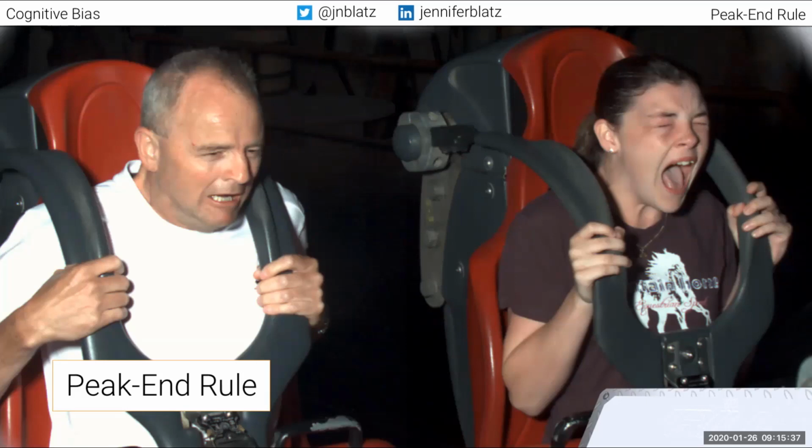Well, this is known as the peak end rule. People judge an experience largely based on how they feel at the peak or the end of an experience. So in the case of this ride, the person is probably feeling the relief and joy that the ride is over and that they survived it. And they've probably forgotten about the 2 minutes of terror that they were screaming like a little kid.